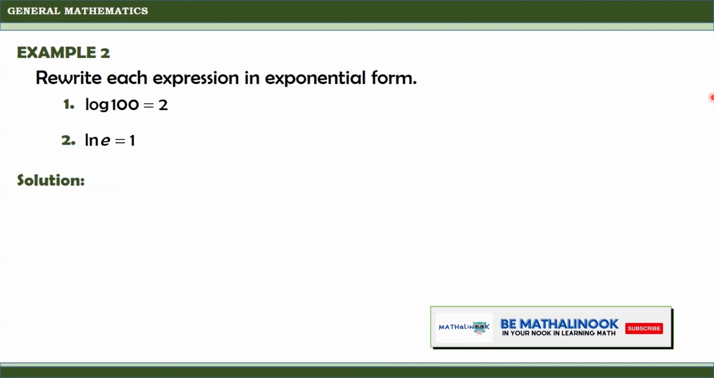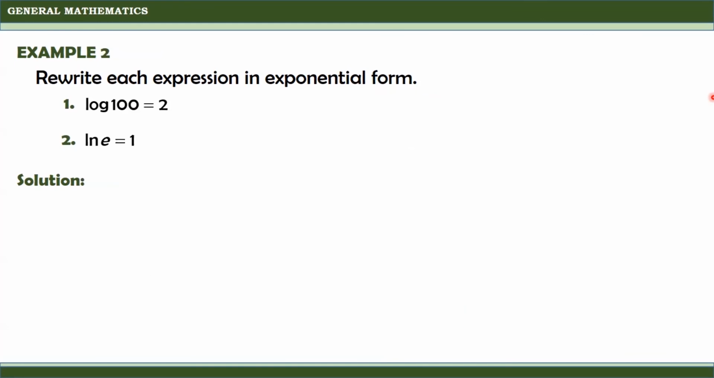Let us have these examples. Rewrite each expression in exponential form. The first given is logarithm of 100 equals 2, and the second one is ln of e equals 1.